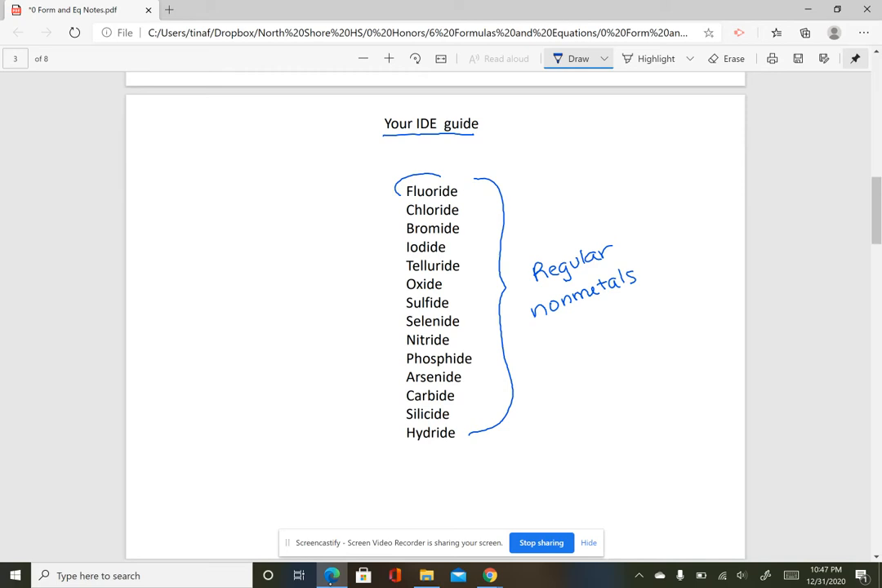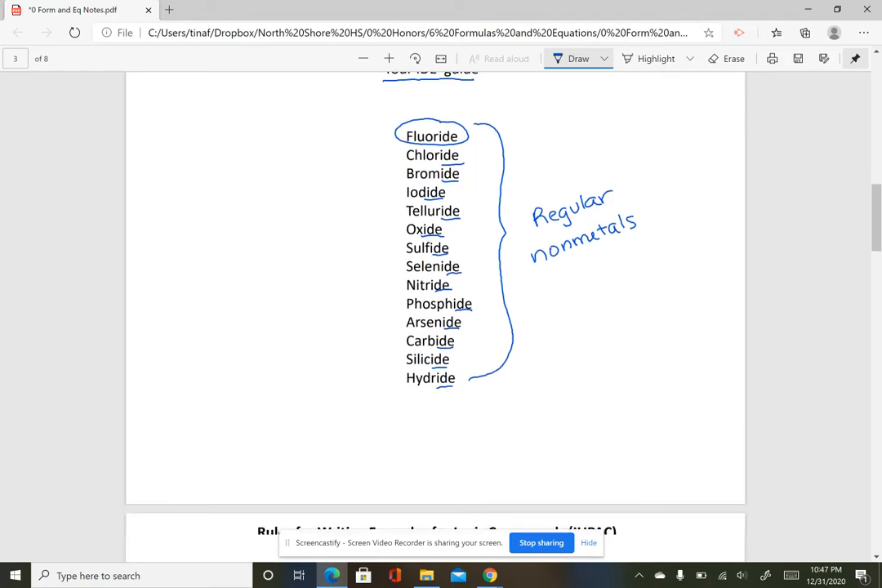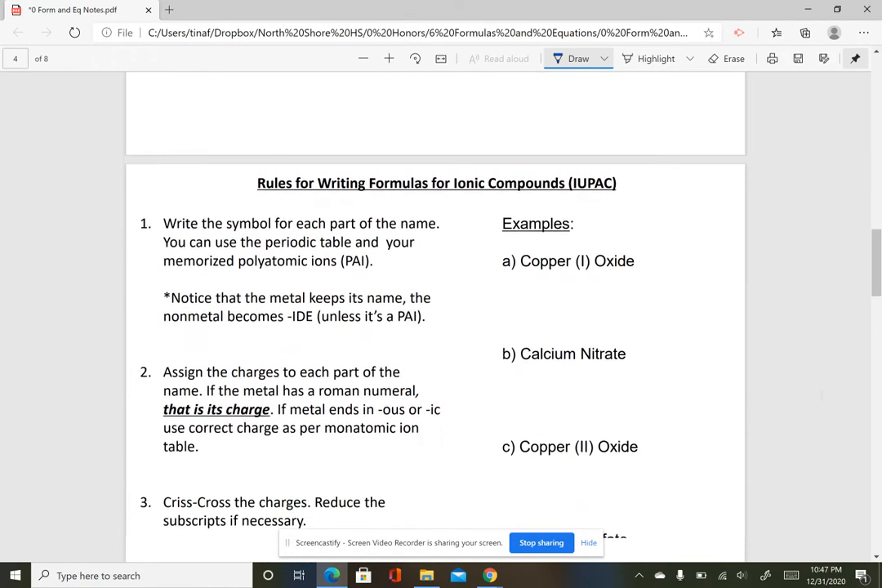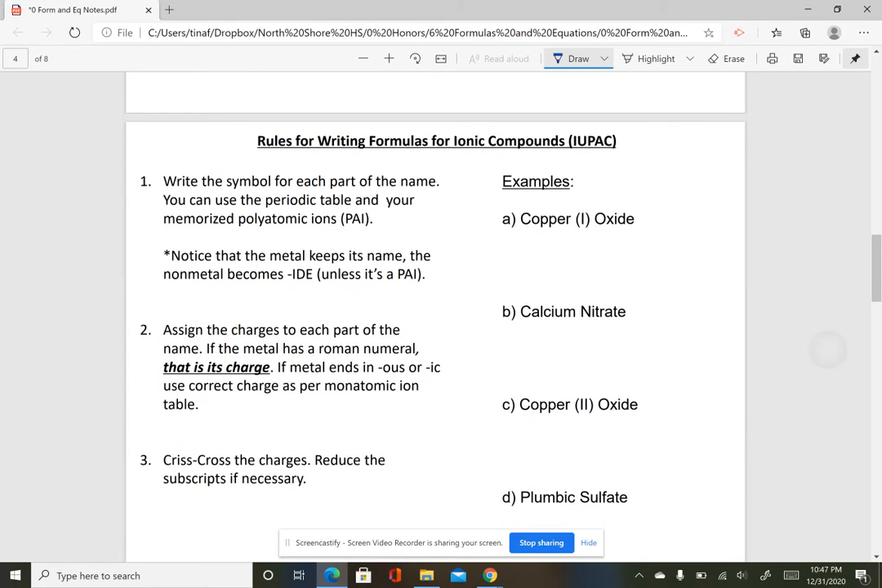So for example, F is fluorine, but when we're naming it in a compound, we're going to call it fluoride. So this is how we change all of the endings to IDE. And you can kind of go through this and figure out what the elements are and how we change them. Okay. All right, so writing formulas for ionic compounds.